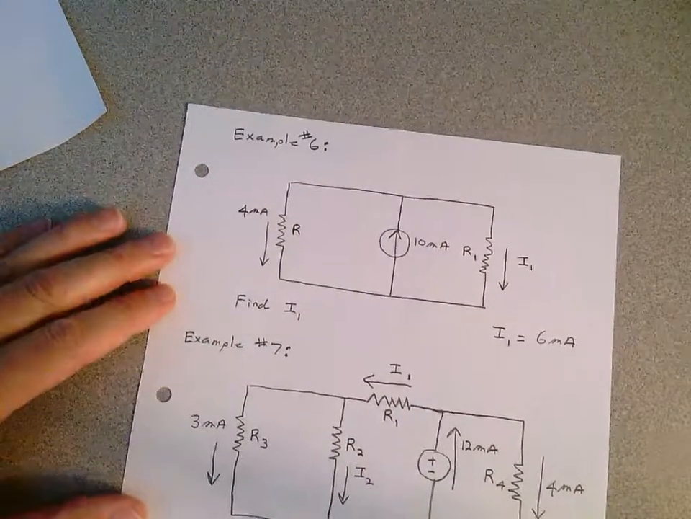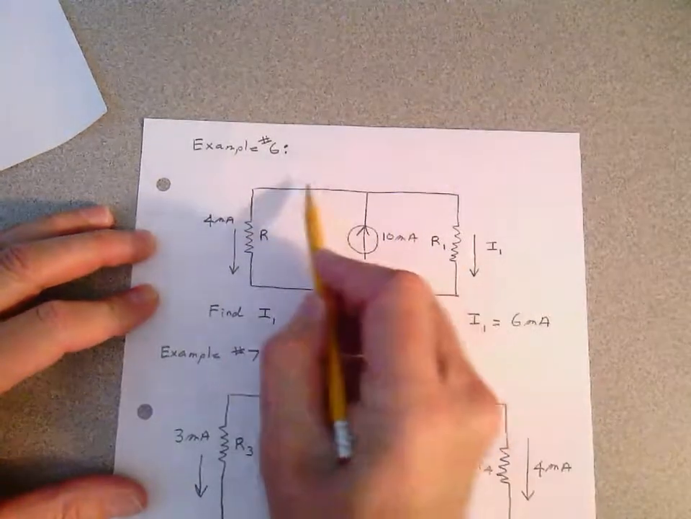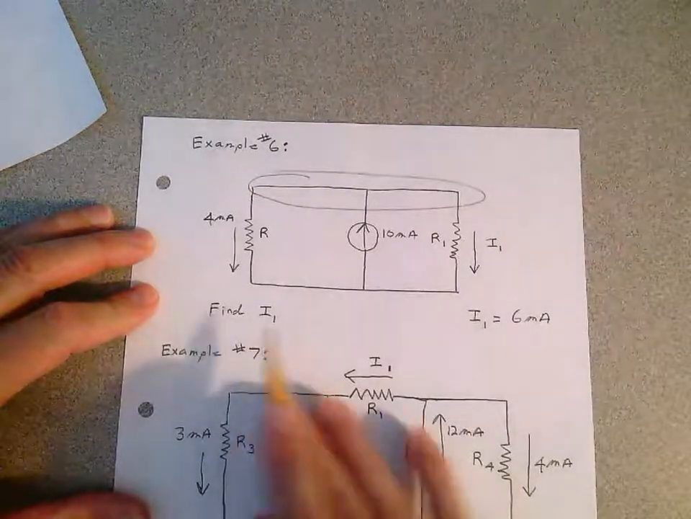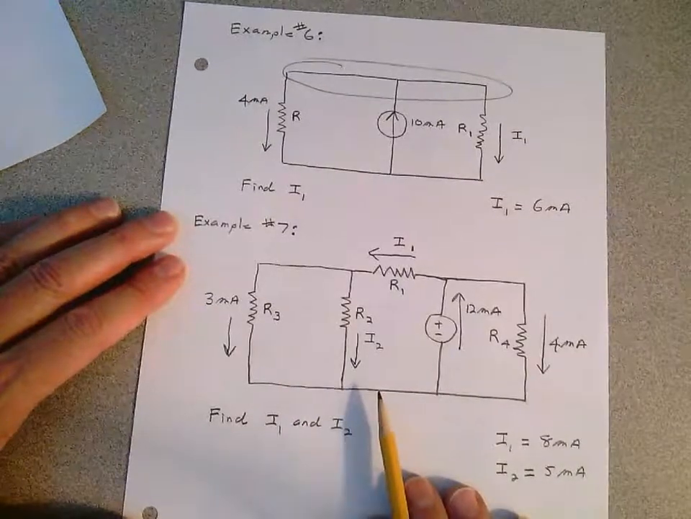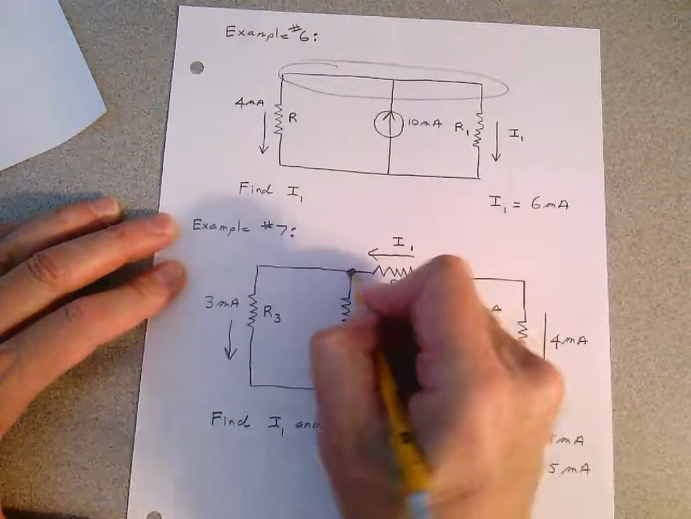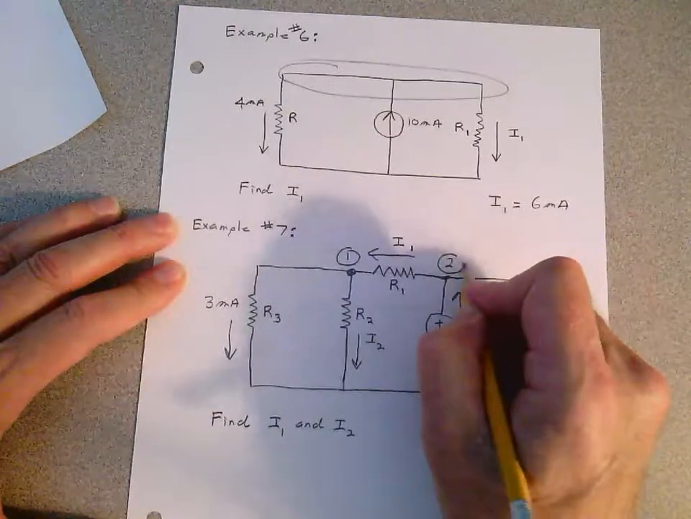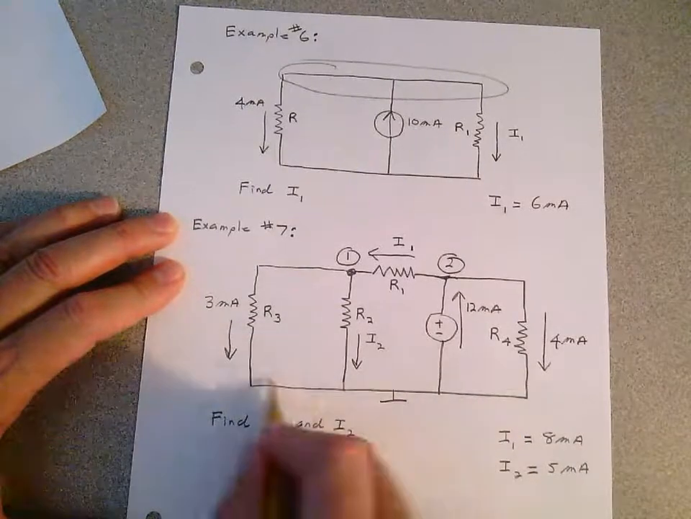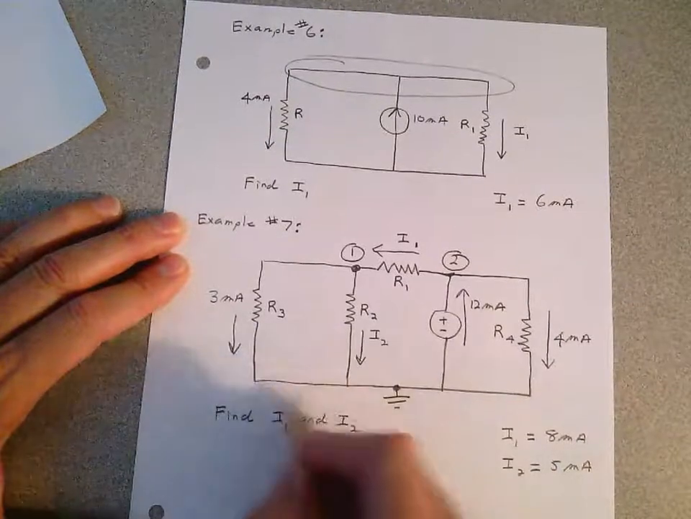How about example 6? Write an equation at this node here using Kirchhoff's current law and find I1. See if you get that answer. How about down here? You have a node at this point. I'll help you out on these examples. I'm going to call this point node 1, and I'm going to call that point node 2. This is a reference point down here. This is also a node down here, but it's going to be our ground reference.